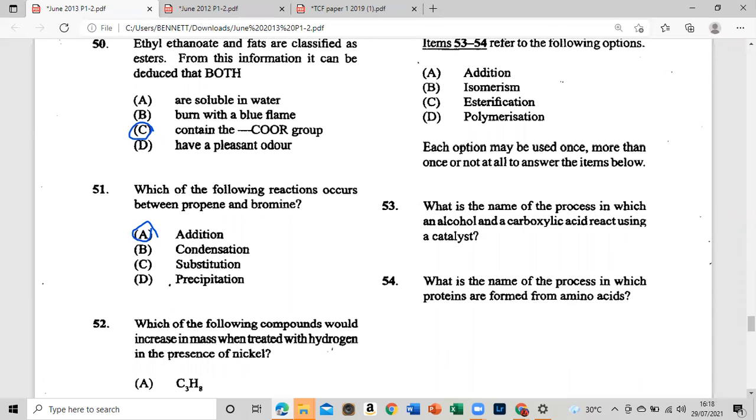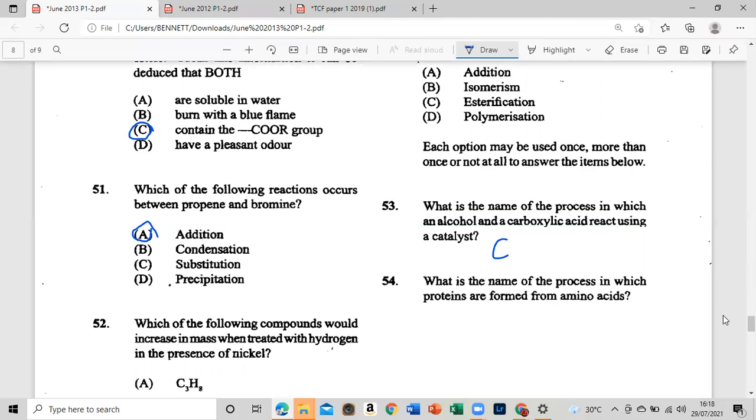53, what is the name of the process in which an alcohol and carboxylic acid react using a catalyst? I think we did that one before, but not sure. 53 is C, esterification. So 53 is C, it is right now.